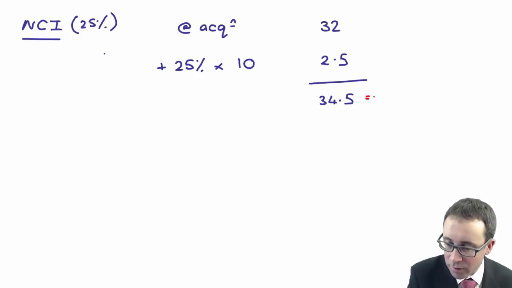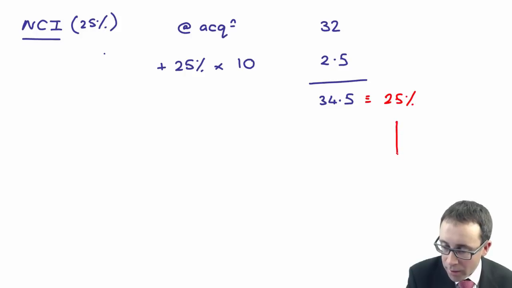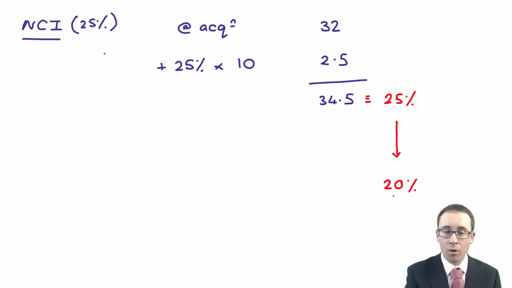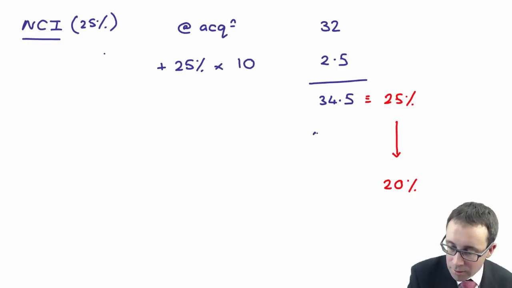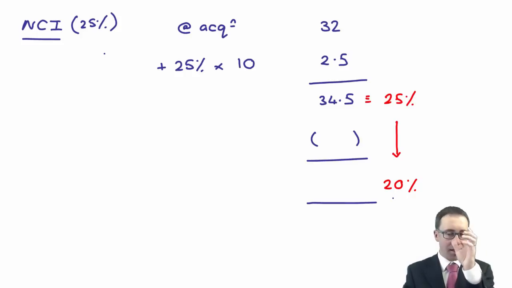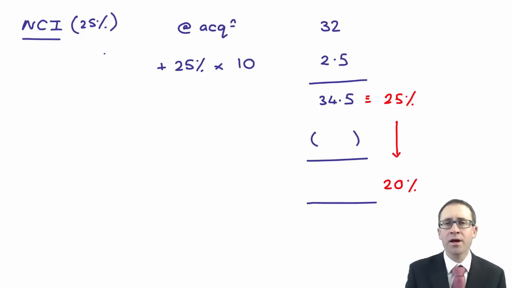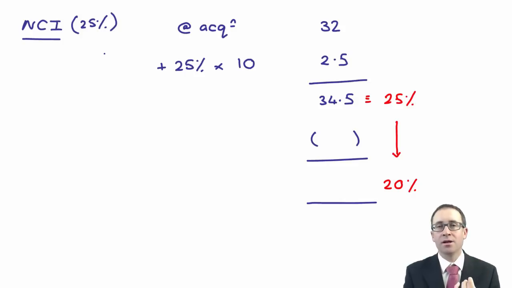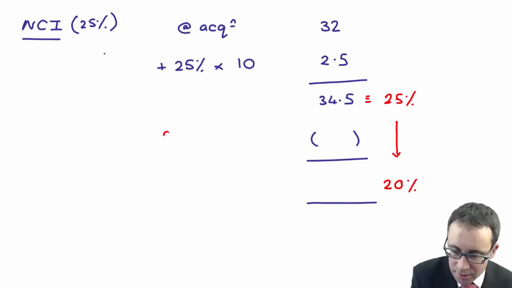And remember, that's equivalent to a 25% holding. What we need to do is take that down to a 20% holding. We need to reduce it by an amount to take me down to the 20% NCI. So we're going to have to debit the non-controlling interest to reduce the NCI, but by how much? You've got to be very careful. Be careful that you don't just take 5%, because it's not 5% of the NCI that we're giving away, is it?